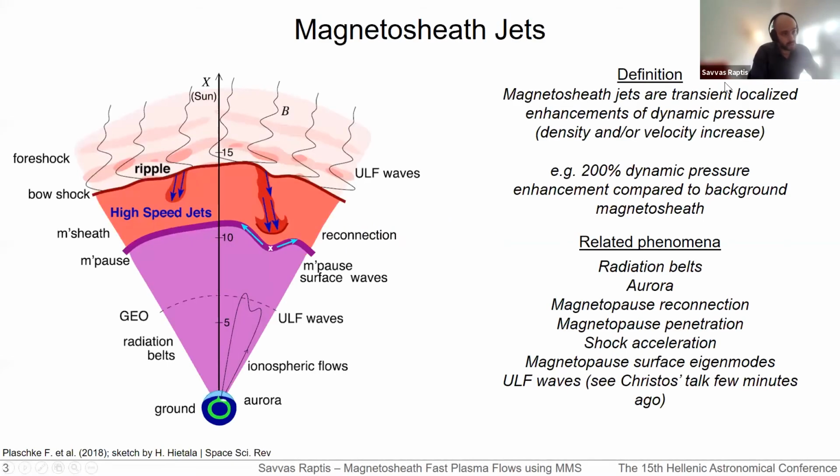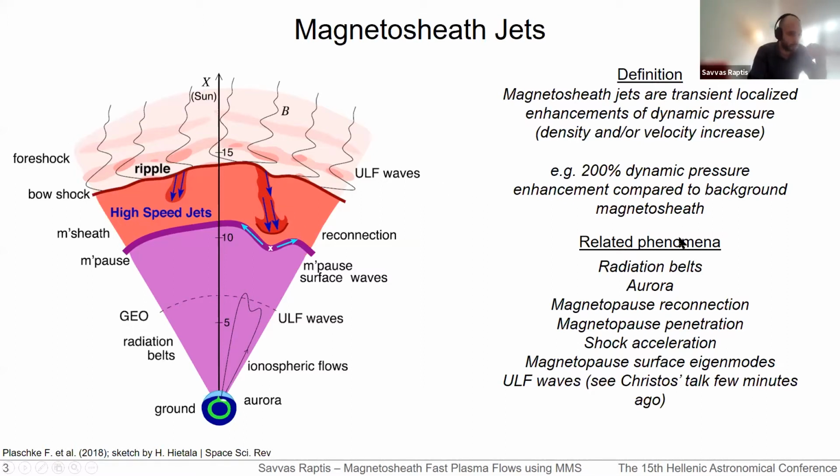Those jets are basically transient localized enhancements of dynamic pressure, which means that as a bulk flow for ions, we have a density and/or a velocity enhancement. They appear downstream of the bow shock. Here you see the same sketch Christos showed a few minutes ago. The idea is that we can see the upstream region, we can see the bow shock, and usually those high velocity jets appear just downstream of it.